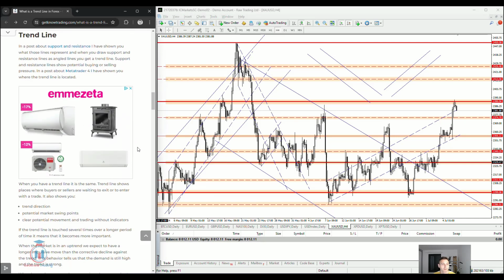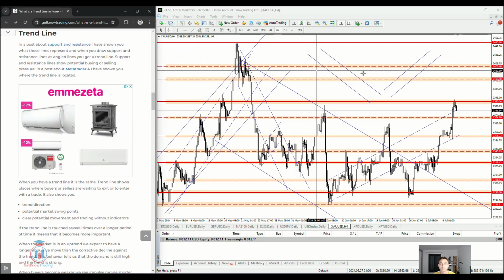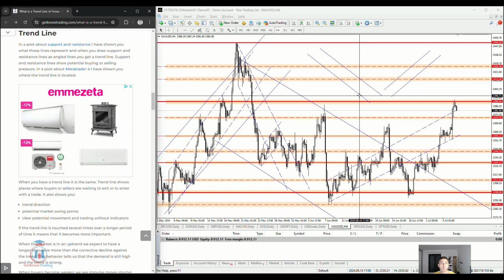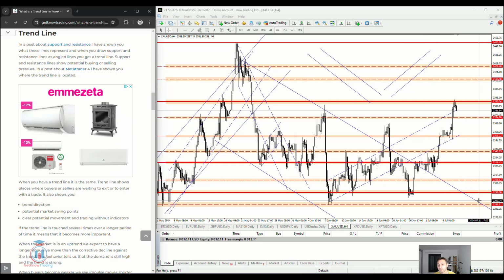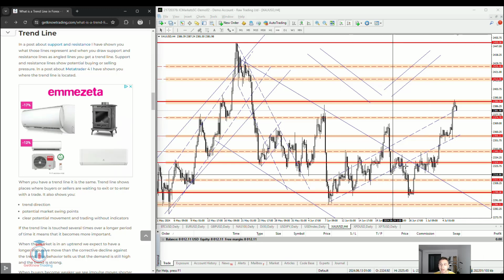Now, first of all, the trend line is also called dynamic support and resistance levels. What that means is it is not respecting one single price level. For example, this horizontal line is always at 2390.94, but with the trend line, we can see that here it's moving from this price level down to this price level, or from this price level up to this one.